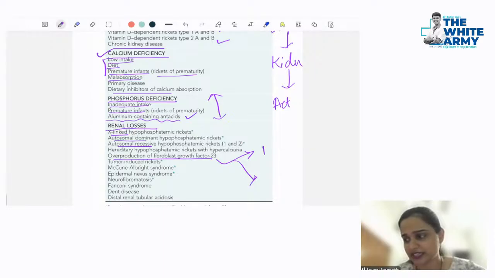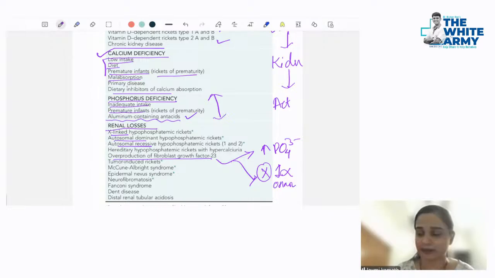Two functions: it increases phosphorus excretion in the kidney and inhibits 1-alpha hydroxylase. So if you remember this one thing, the entire lecture today will get very simple for you guys. So these are the two main functions of FGF 23 or tumor-induced rickets.